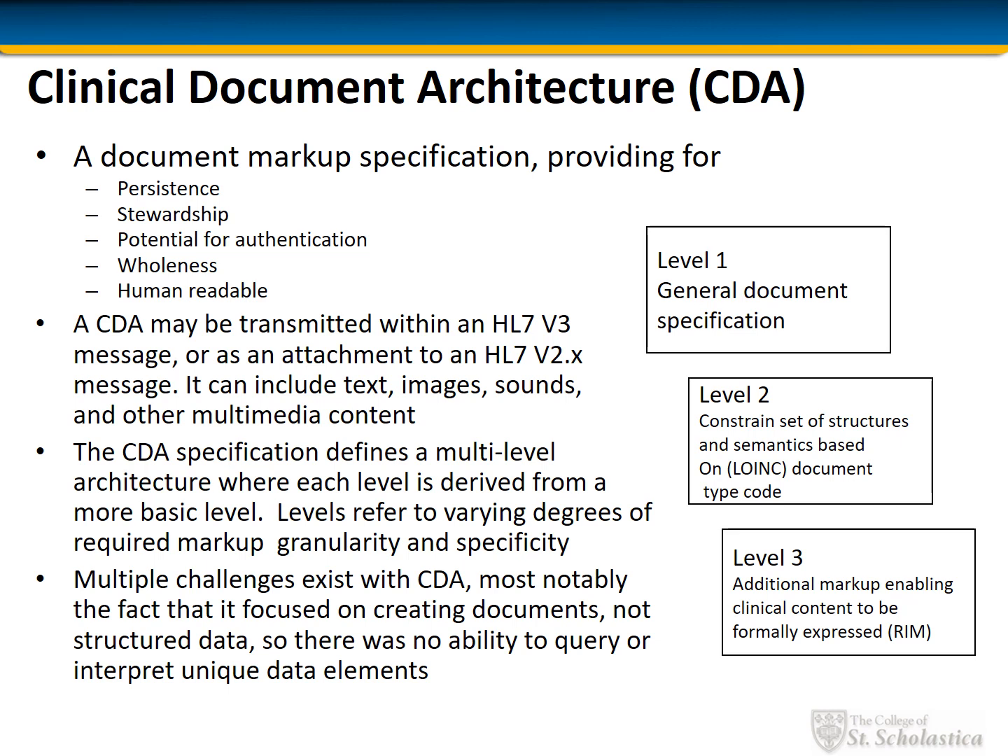The CDA is intended to make documents both machine readable, so data are easily parsed and processed electronically, and human readable, so they can be easily retrieved and used by the people who need to see them. A CDA may be transmitted within an HL7 version 3 message or as an attachment to an HL7 version 2.x message. We'll see what this looks like in the next slide.